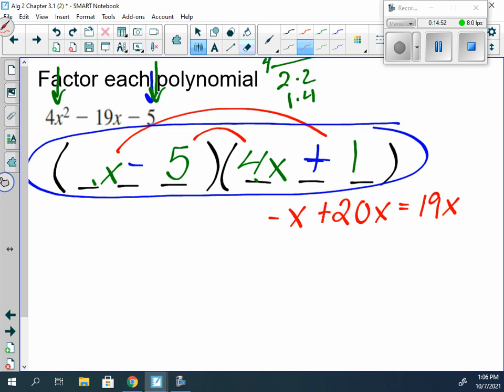Because you can write 1x, there's nothing wrong with that. If you want to write 1x, that's perfectly fine, because it is the same as just saying x. Either one of those would work. Questions on this here? We ready for what's new?